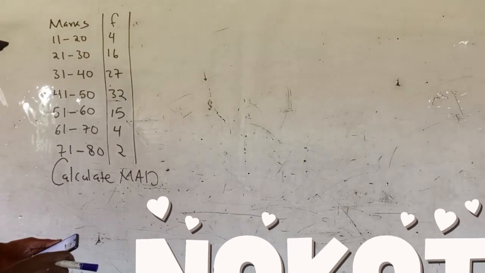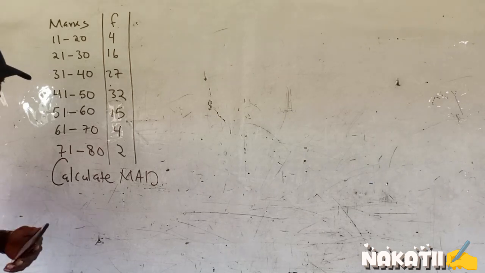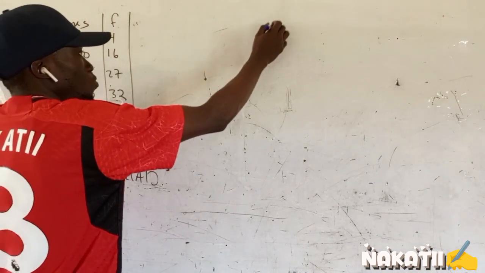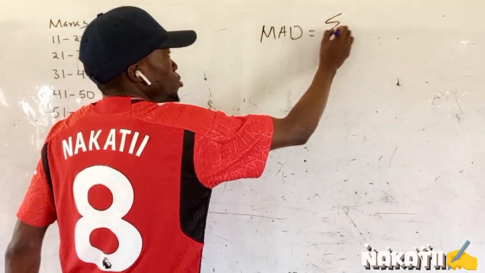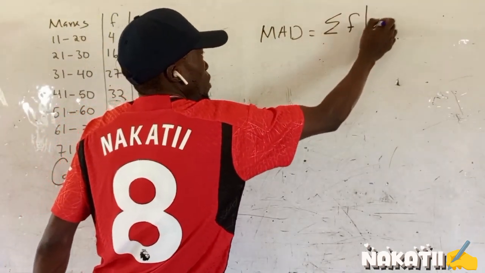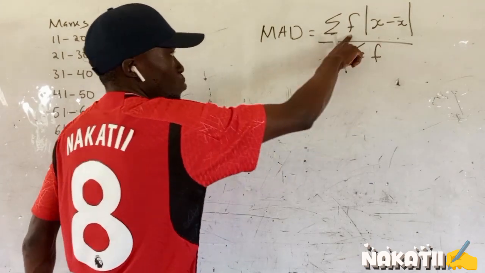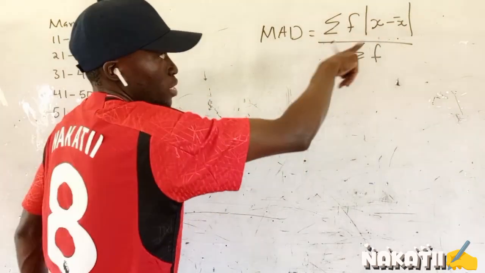So we have this question, we have been told to calculate MAD. MAD is the mean absolute deviation. We deviate from the mean and we ignore the negative values. That's what we mean by absolute. Hence, when you have grouped data, MAD will be equal to the summation of f times the absolute value of x minus mean, divided by the summation of f. So we multiply this column of f with this column where we have the absolute values of x minus mean.